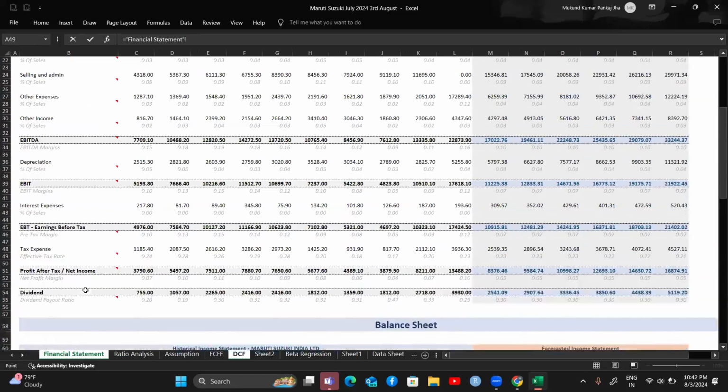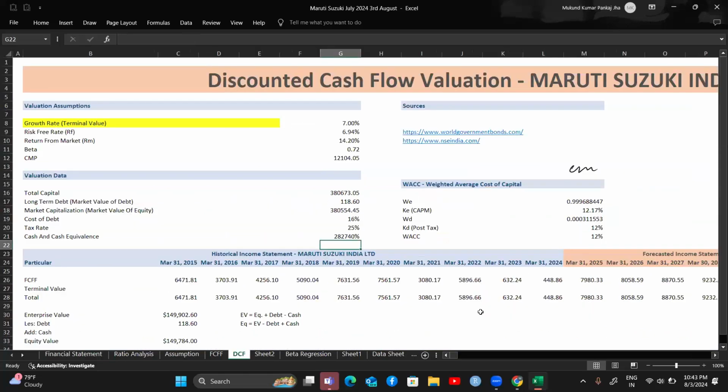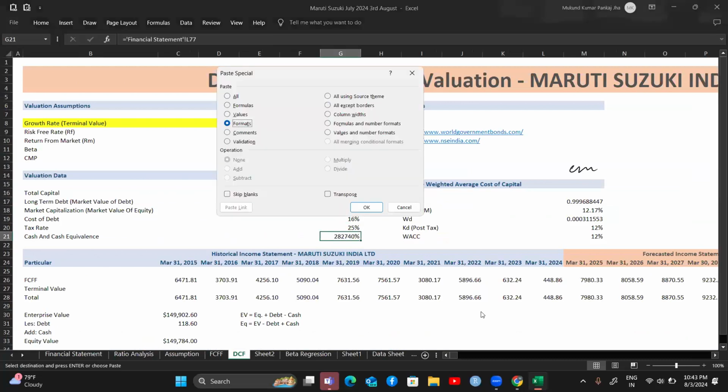Cash and cash equivalents. Make sure you take last year's cash balance. Control C, Alt T.